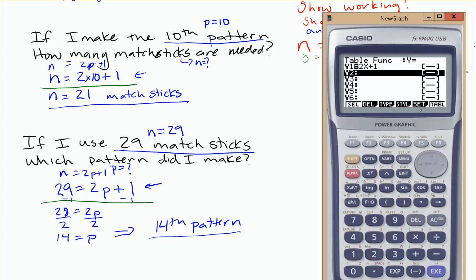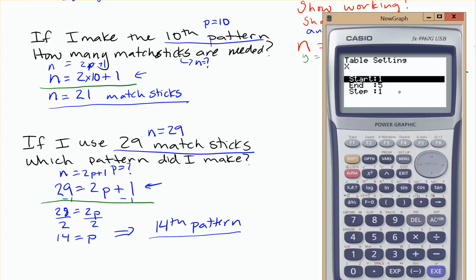And I want you to go to set. On set, we can tell this calculator where we want it to start and where we want it to end. So right now it's only going to go for the first 5 patterns, 1 to 5. Let's make that the first, I don't know, 20 patterns. See what happens. And my step of 1 means I'm going to go from pattern 1 to 2 to 3 to 4. If you just wanted to do every 5th pattern, you could go a step of 5, and it would go 1, 5, 10, 15, etc.